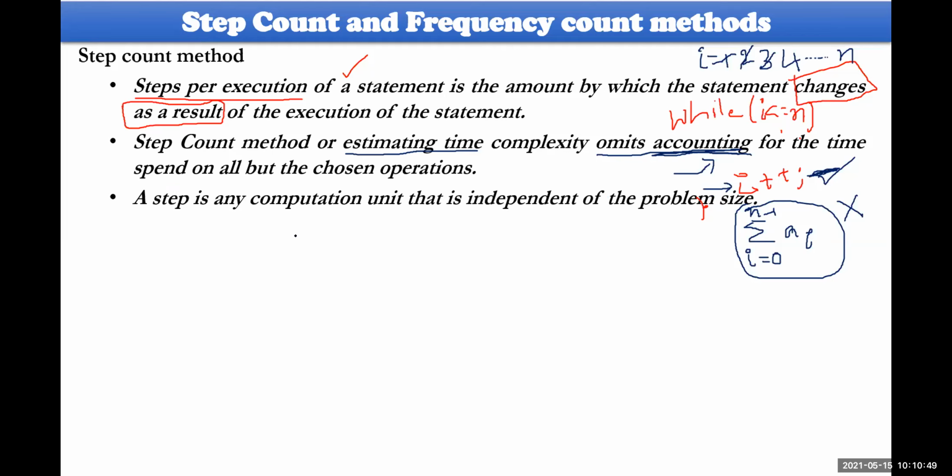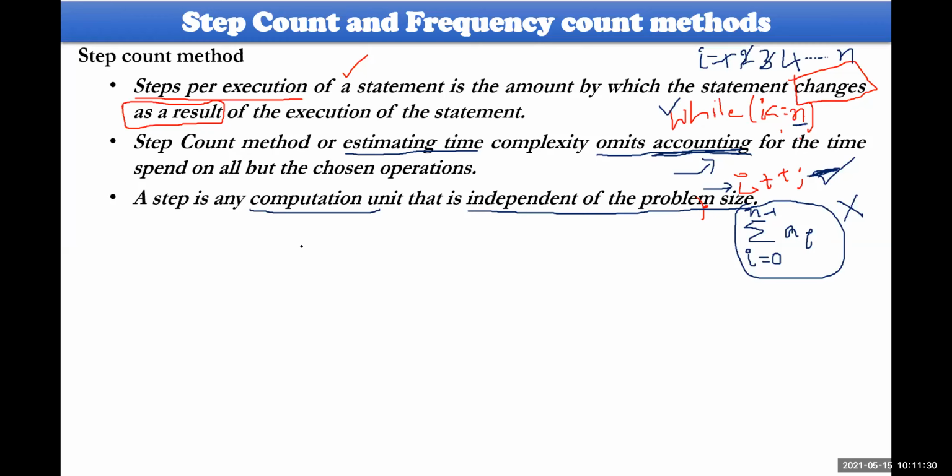And then followed by step count. A step is a computation unit which is independent of the problem size. Problem size means, if n is 10, then 10 steps will be done. If n is equal to 30, then 30 steps will be done. Something like that. The problem might have some 1,000 lines. That is not important. How many lines it could have is not important. Let me give you one specific example in terms of step count. It's very easy to understand.